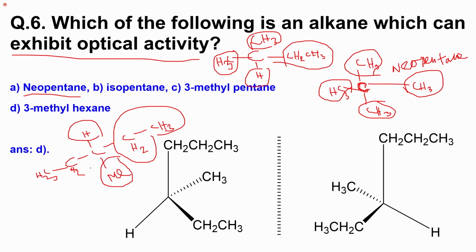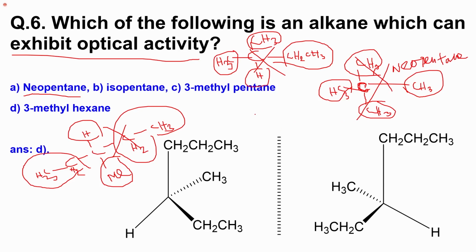The third group is different, but the fourth atom is also similar to that of the first one. So that means this is also not possible. This is also not optically active, this is also not optically active, and the first one, neopentane, is also not optically active. Now the question is 3-methyl hexane.